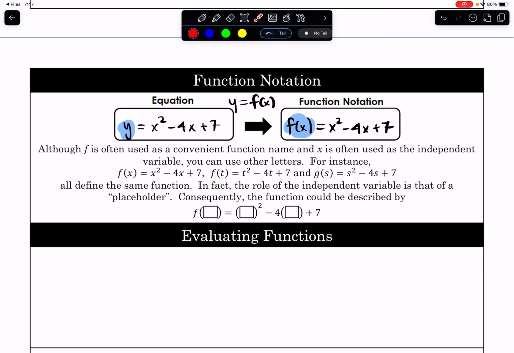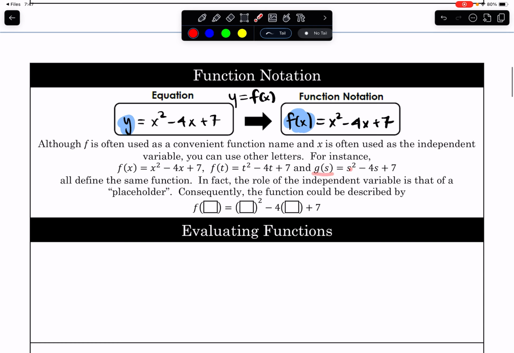Or we can change the whole name entirely. Instead of f, we can refer to it as g. And instead of the input value being t or x, we can say it's s. g of s is equal to s squared minus 4s plus 7. All of these define the same function. They all mean the exact same thing. If I was to graph any one of these, they would all look the same.